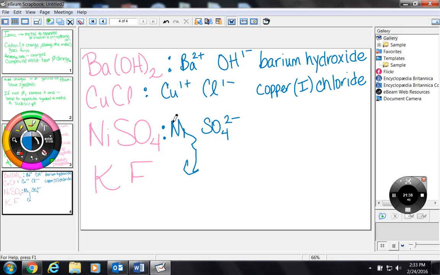Wow, you learned something. Good work. Guys, this isn't hard. It requires you to use the 2 pieces of paper in your hand. Use them. So it's nickel 2 sulfate. You're balancing out the charges. It doesn't change just because the elements change.